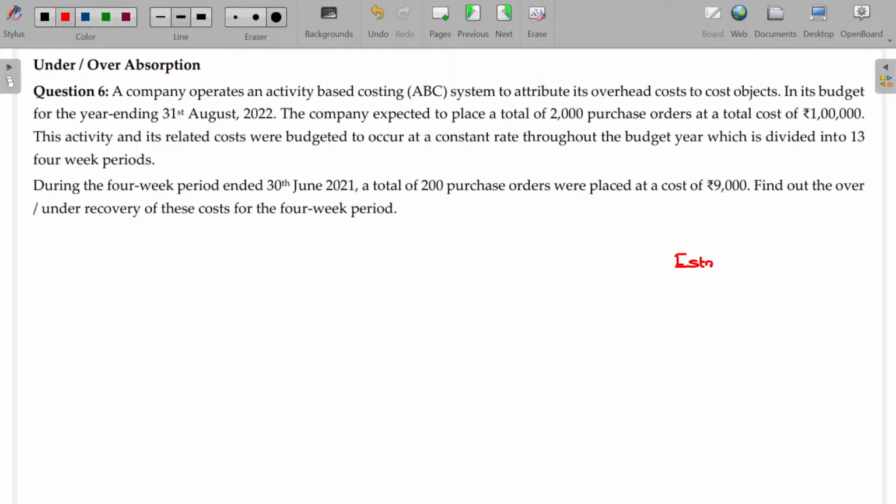estimation is nothing but absorption. Okay, probably you estimated 100 rupees, actual cost you spend being 120. What does it mean? The difference 20 is called under absorption. This is called under absorption.